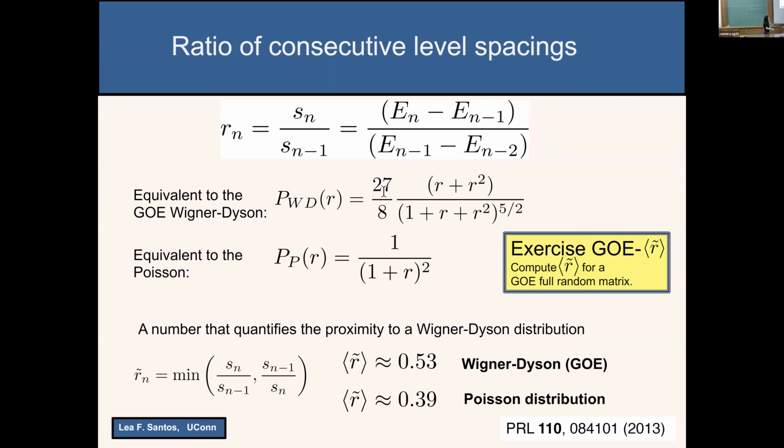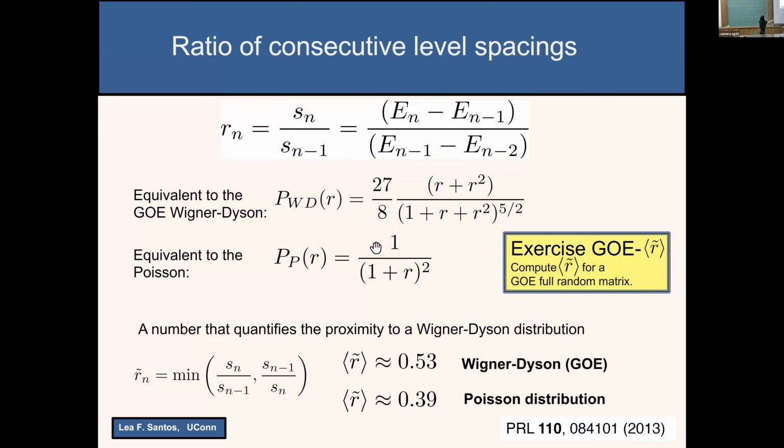Now, I went through all this discussion about unfolding, but there are quantities for which you don't need to do unfolding, which is very convenient. That's why this became so fashionable: the ratio of consecutive spacings. Now we take the spacing n minus 1 divided by the spacing n minus 2, so consecutive spacings, and with this you don't need to do unfolding. In a way it's similar to what we discussed, because I was dividing by the whole set. Now we are doing consecutive spacings.